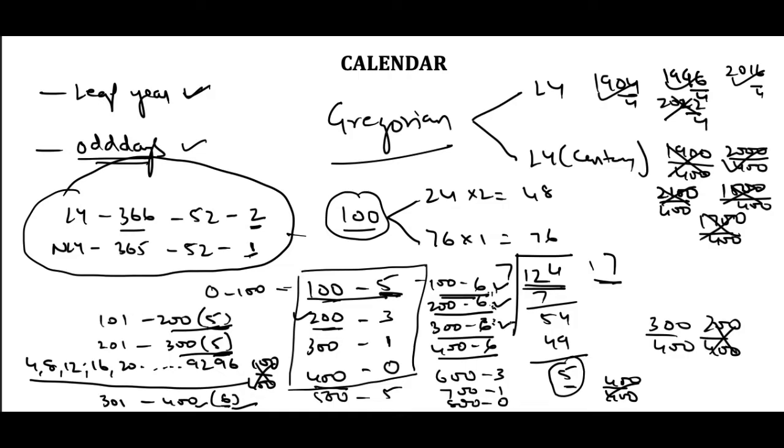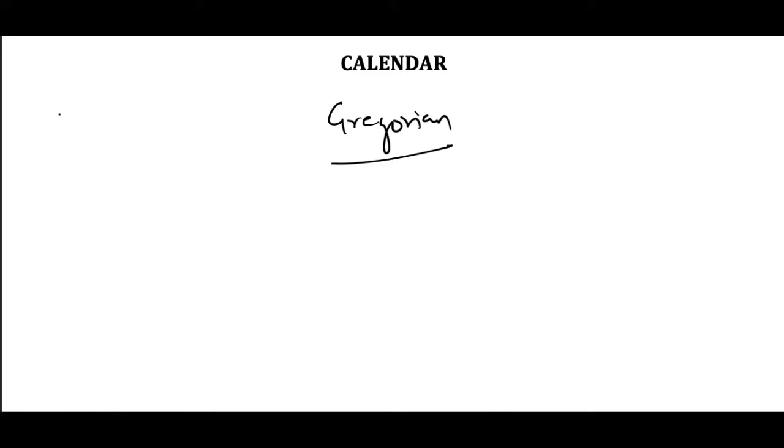Now we'll go with a question, so we'll just take a recap. Every leap year will have 2 odd days. Every non-leap year will have 1 odd day. First 100 years, that is 5 odd days. First 200 years, 3 odd days. First 300 we have 1 odd day, and first 400 we have 0.